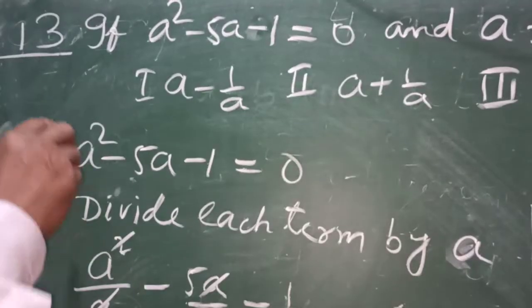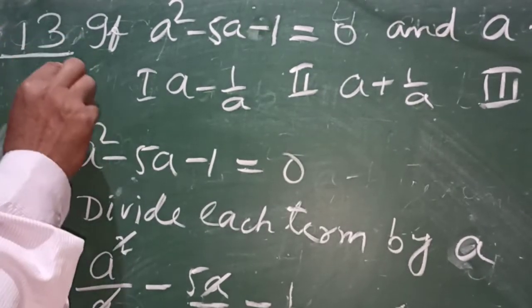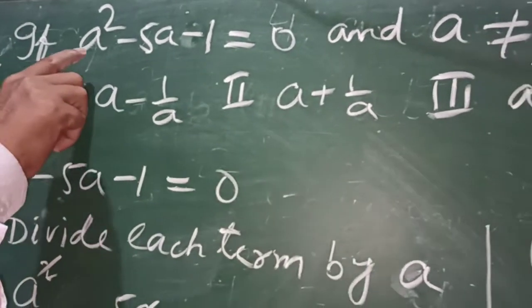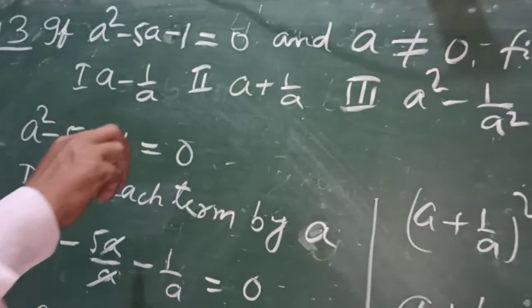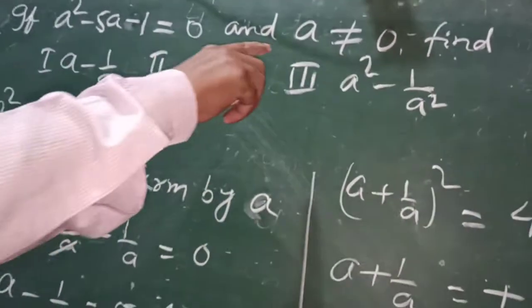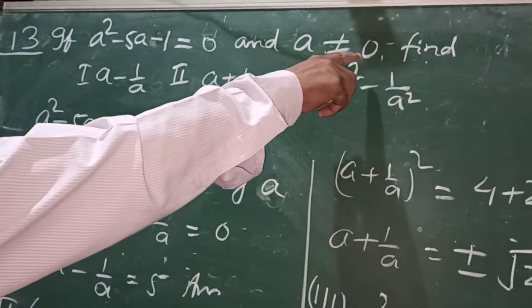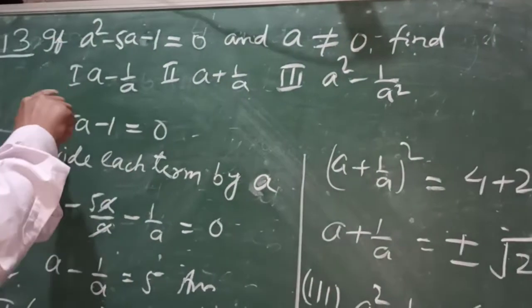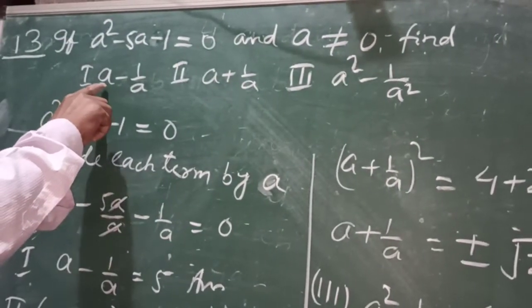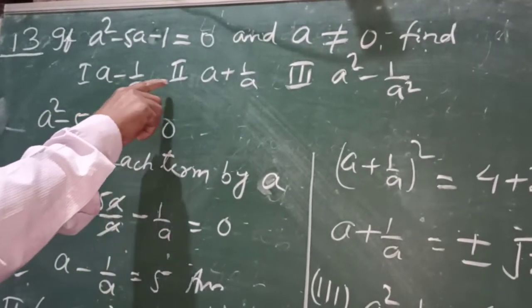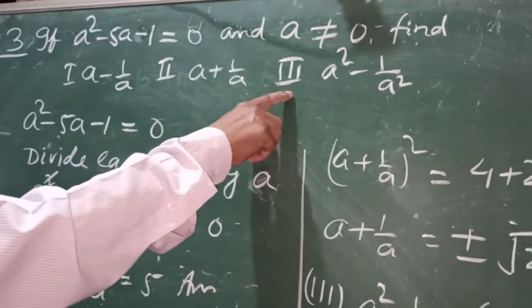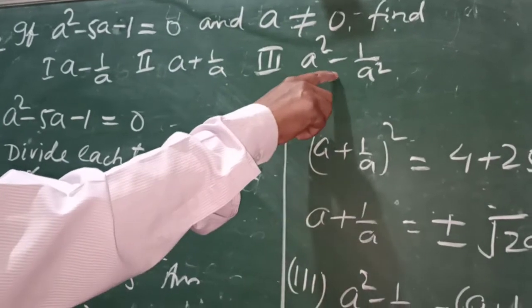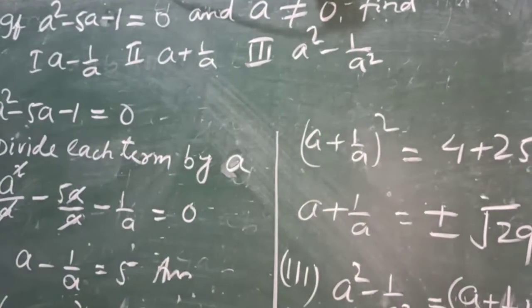Question number 13. If a square minus 5a minus 1 is equal to 0 and a is not equal to 0. Find first number question a minus 1 by a, second number a plus 1 by a, third number a square minus 1 by a square.